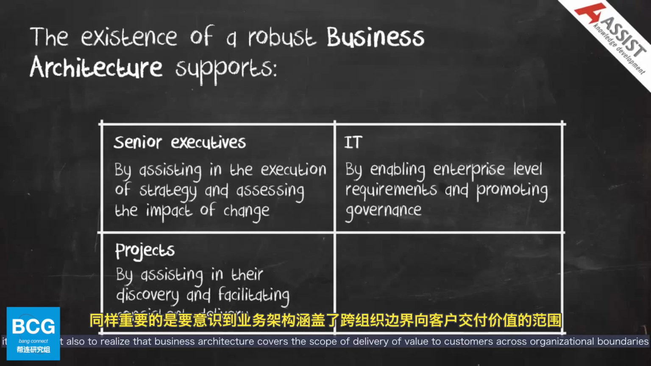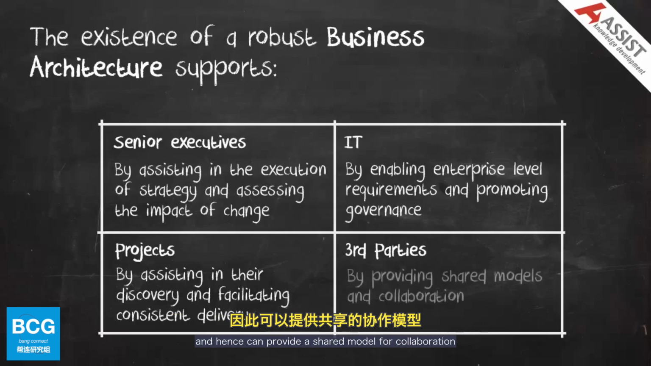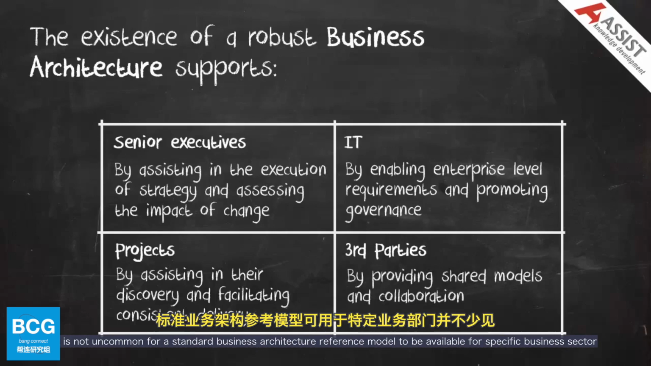It is important also to realise that business architecture covers the scope of delivery of value to customers across organisational boundaries. It therefore considers the relationship with partners, suppliers and customers, and hence can provide a shared model for collaboration. It is not uncommon for a standard business architecture reference model to be available for specific business sectors.